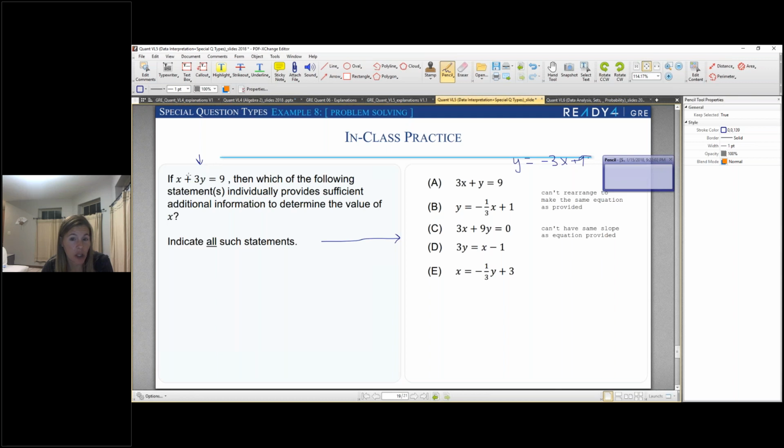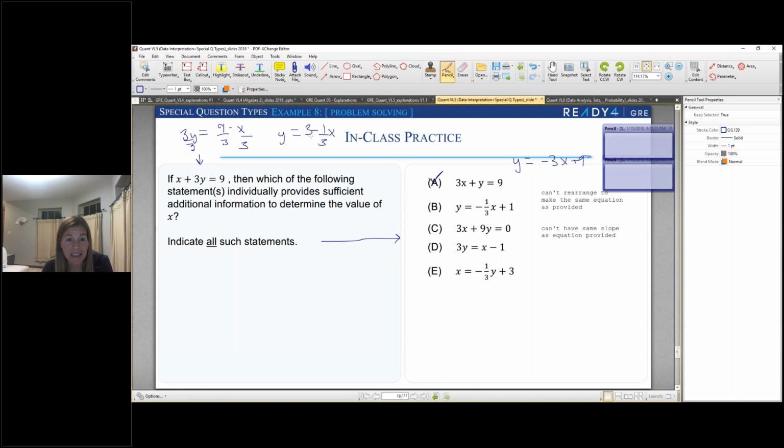This one, if we put it in slope-intercept form, we get 3y is equal to 9 minus x, divide by 3, divide by 3, divide by 3. So y is equal to 3 minus 1/3 x. Okay. So do these give us the same slope? No. So this one looks to be okay, right? It's not the same equation. It doesn't have the same slope, so we're all right. So we move on to B.